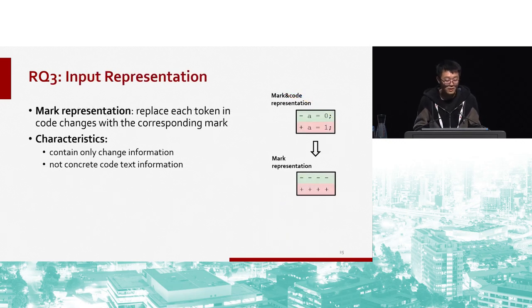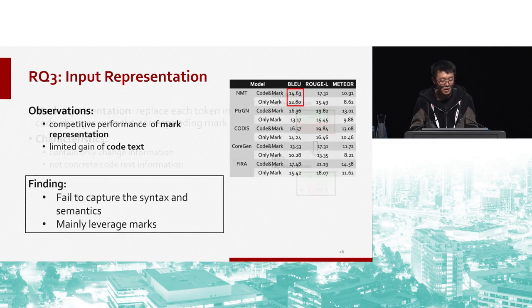Next we explore the mark representation. The mark representation replaces each token in the code changes with a corresponding mark, and we show an example of it. It contains only change information, and it doesn't contain any concrete text. But surprisingly, we can notice that the mark representation can achieve competitive performance compared to the original representation. It's surprising because the mark representation only consists of three tokens: the minus, the plus, and the space. And the code context brings limited gain to the performance. So the models fail to capture the syntax and semantics of the code changes. They mainly leverage the marks to generate commit messages.